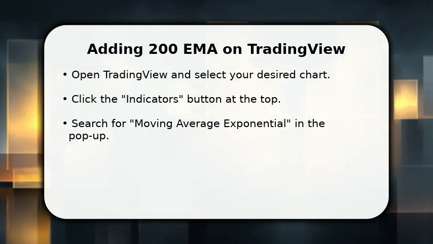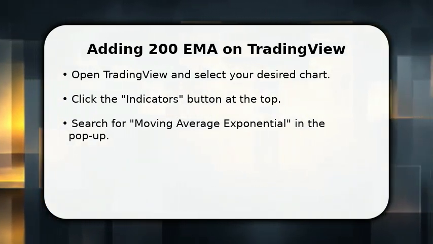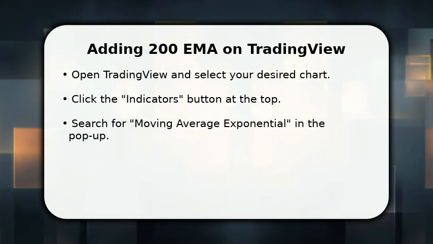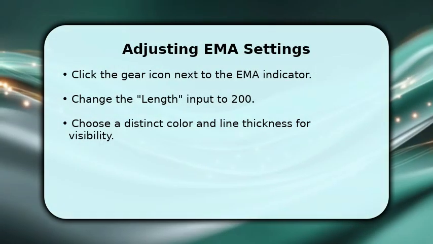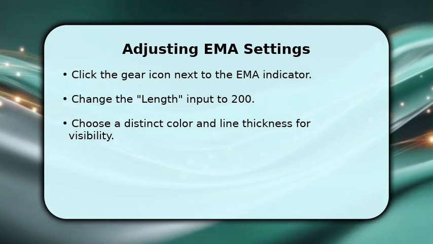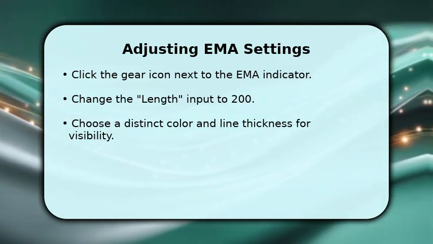A search window will appear. Type Moving Average Exponential into the search bar to find the correct indicator. Once you've added the Exponential Moving Average to your chart, you'll need to adjust its settings.